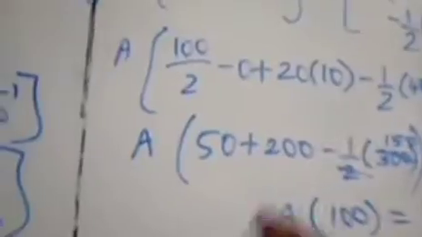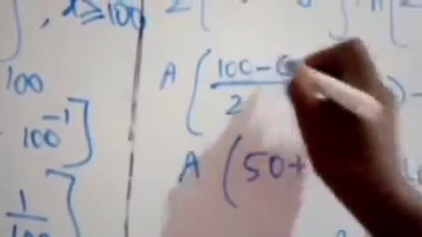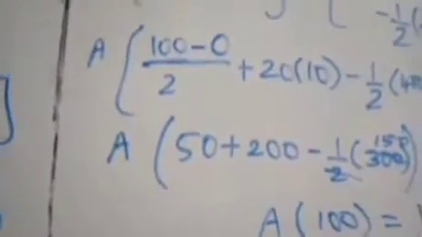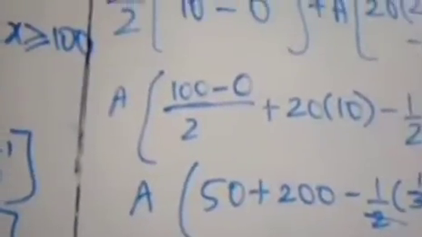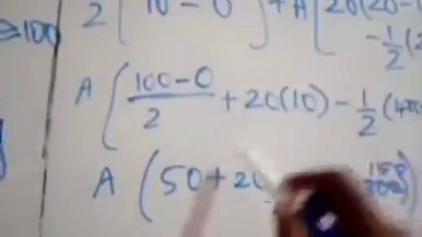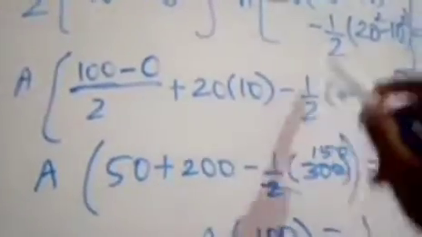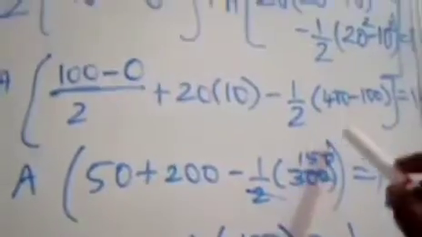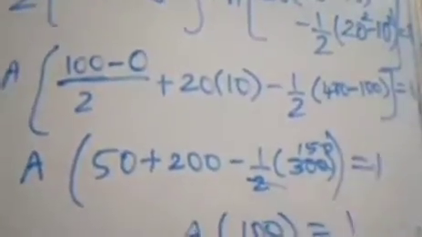Now let us take a common and apply the values. 10 squared is 100. So a is common: (100 minus 0) by 2, plus 20 times (20 minus 10), which is 10, minus 1 by 2 of (20 squared is 400, minus 100), is equal to 1.